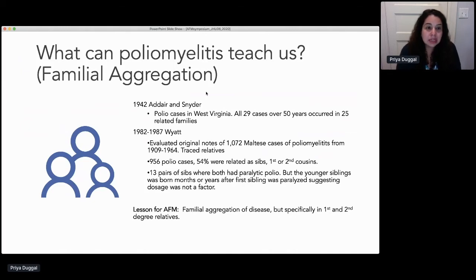And then similarly, in a study of individuals from Malta, there were 1,000 cases of poliomyelitis over 60 years that were traced. And you can see that most of the cases, 54%, actually occurred between siblings, first or second degree cousins. But what was most fascinating was that there were 13 pairs of siblings where they both had paralytic polio, but the younger sibling wasn't even born at the time when the first sibling had the paralysis. So this wasn't about transmission within the family. This was likely about a genetic predisposition to having that particular paralysis.